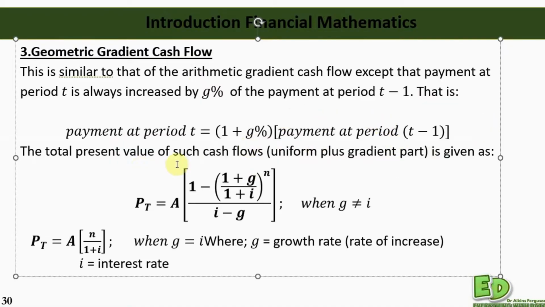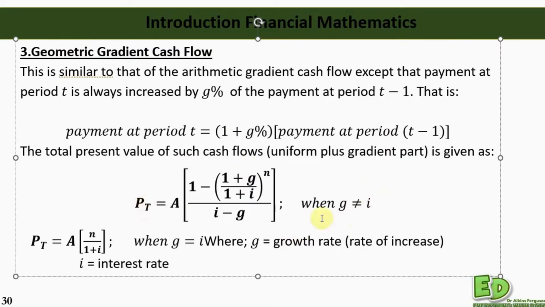The total present value of such cash flows, the geometric gradient cash flow, is given by these two formulas here. Remember, you are given an interest rate, but the amount you are receiving is increasing by a certain percentage, which is the growth rate. So if the growth rate is equal to your interest rate, you use this formula here to find the present value.